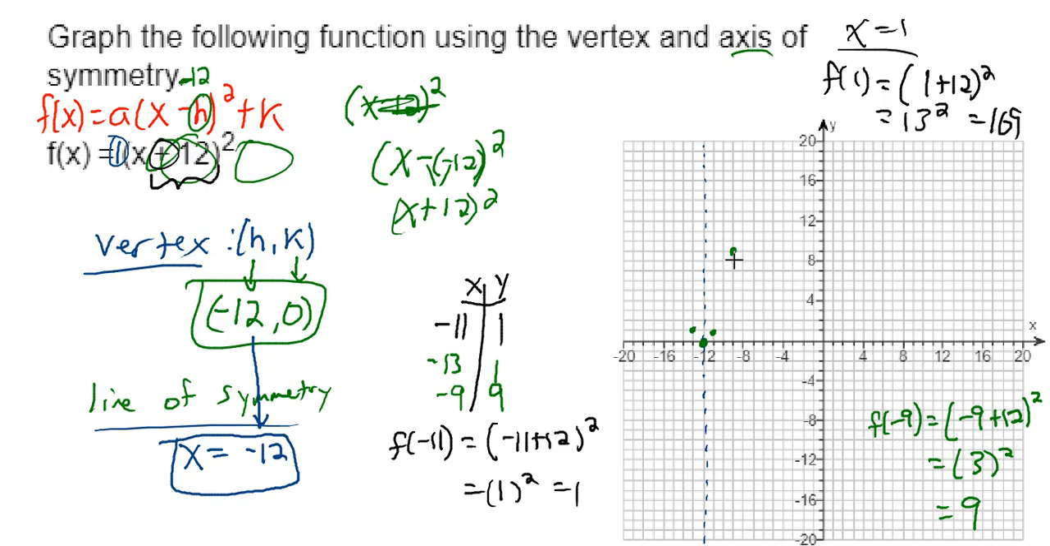And then I can use the symmetry to get a point for free. So here I'm 3 to the right of the axis of symmetry. So if I go 3 to the left, I should get a mirror image point there. So 3 to the left will be at negative 15. All right. And then with those 5 points, you get a pretty clear sense of what this parabola looks like.